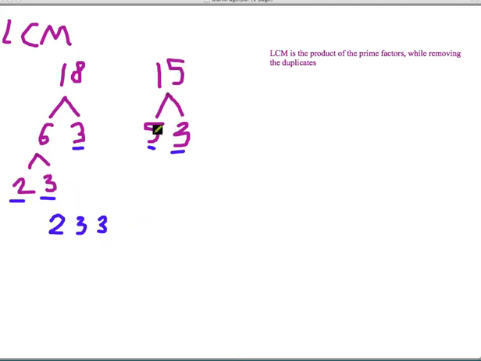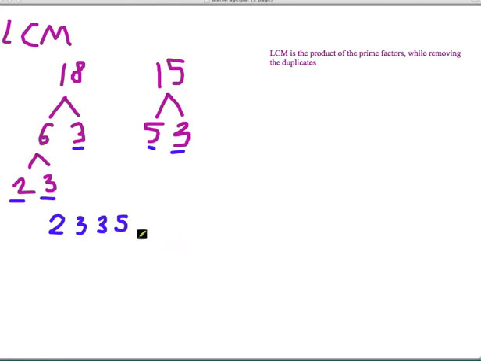Now to get a 15, we need a 5. We need to have a multiple of 5 in this, and we don't have one yet. So I'm going to add a 5 to our string of numbers. And to get a 15, we also need to have a 3. Do we already have a 3 in here? We do. So this 3 is a duplicate. To get 15, we need one 5 and one 3. To get 18, we need a 2 and two 3s. So we have two 3s, a 2, and a 5.